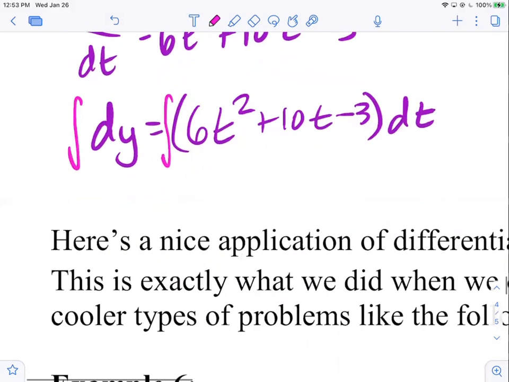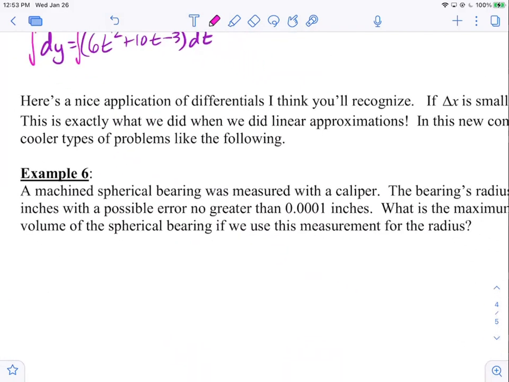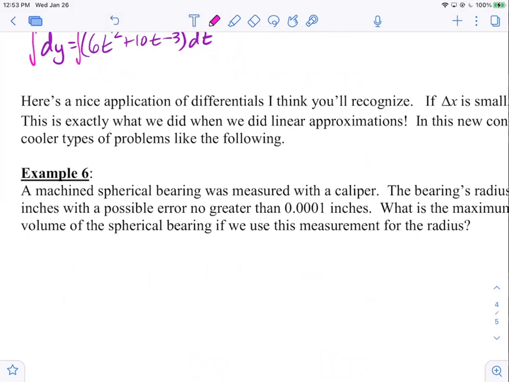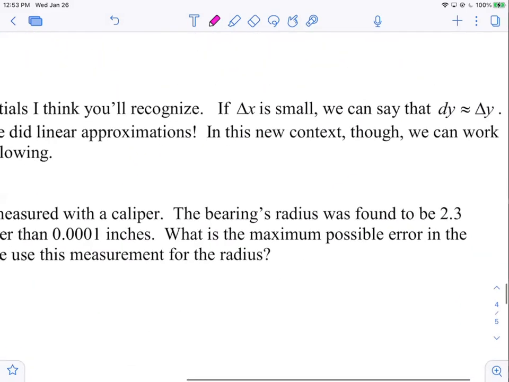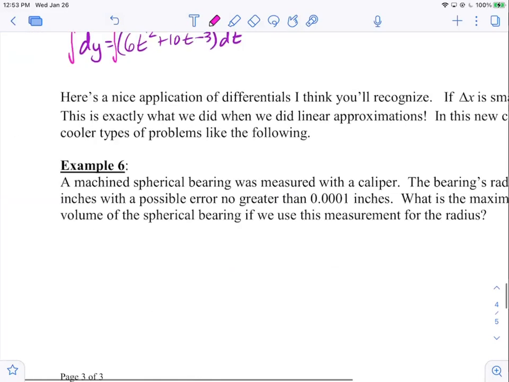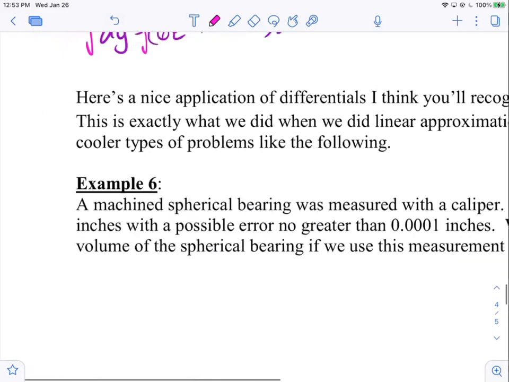The other reason is this right here. I said it wasn't going to work it, but it's nice to know. Here's a nice application of differentials, okay? If delta x is small, again, we could say dy approximates delta x. In this new context, though, we can work cooler types of problems like the following.